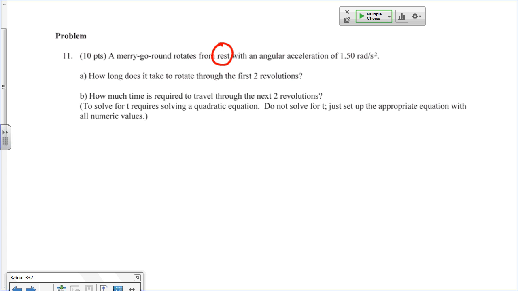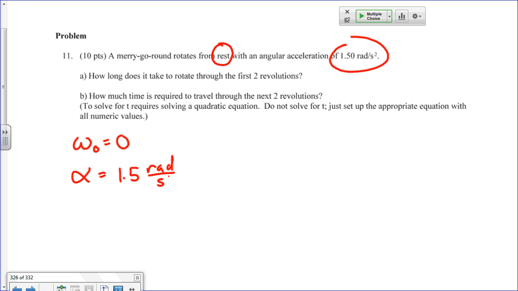So if it starts at rest, that tells me what? If it starts at rest, that's talking about what? Not v naught, but omega naught. So omega naught is equal to 0, and then it has an acceleration. Remember, that's not a, but that's alpha, which is 1.5 radians per second squared. And I want to know the time for it to travel through theta equal to what? Okay, yeah, 2 revolutions. But since everything else is in radians, I'm going to go ahead and convert that to radians. So that's 2 times 2 pi, or 4 pi radians.